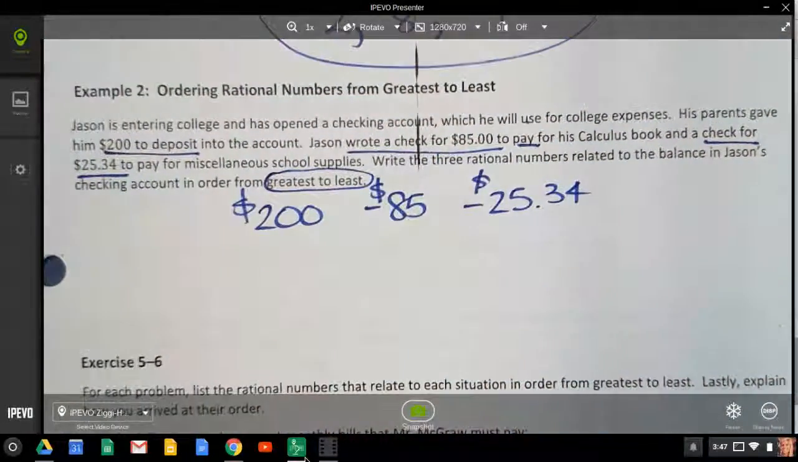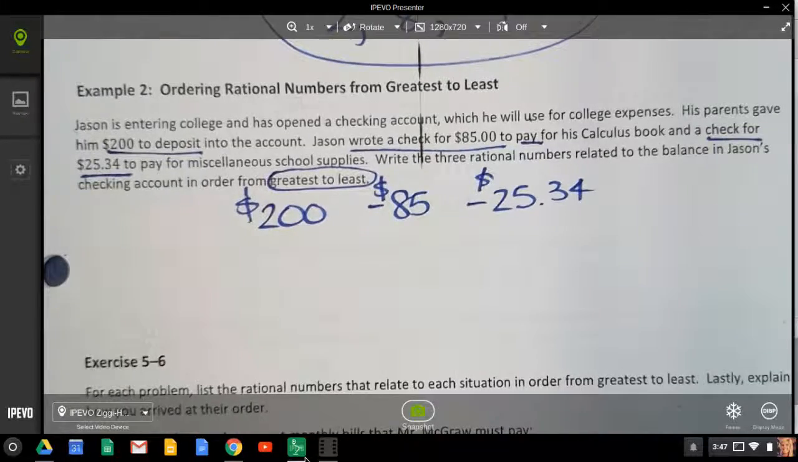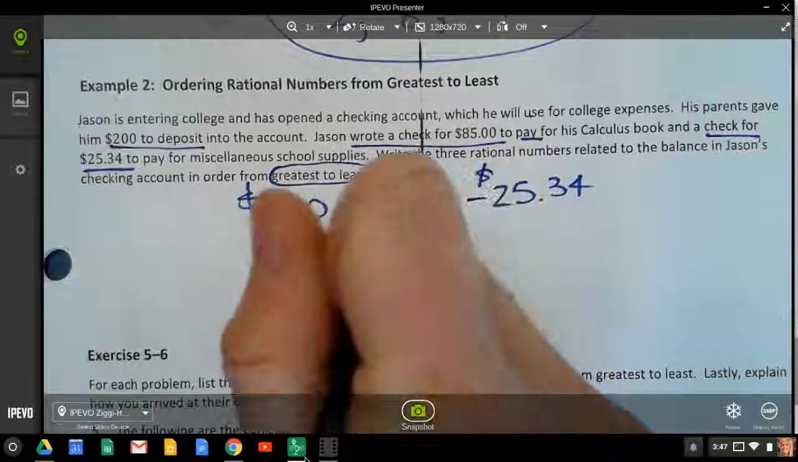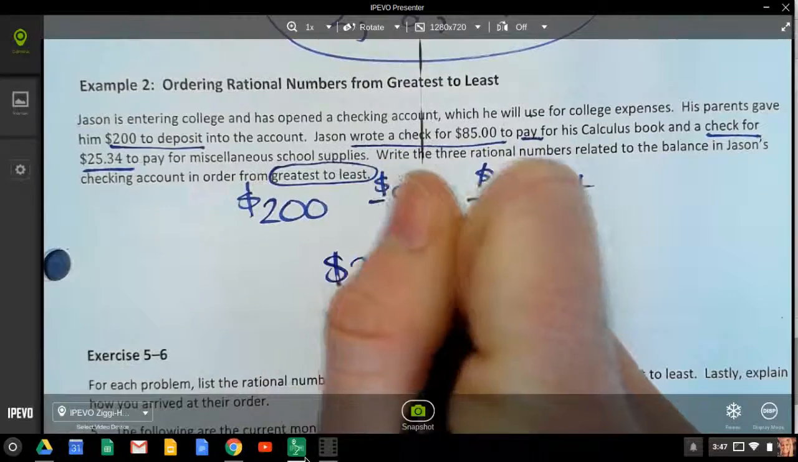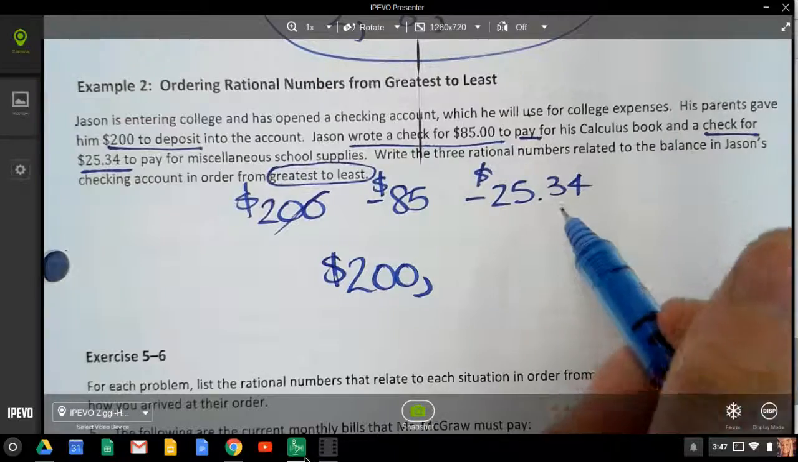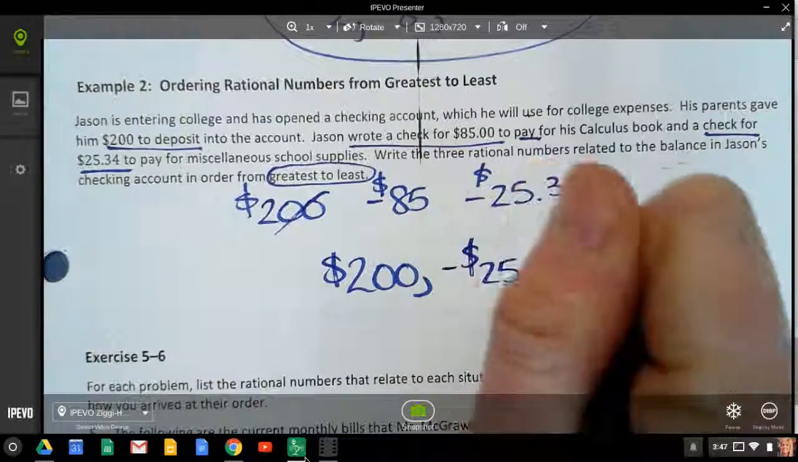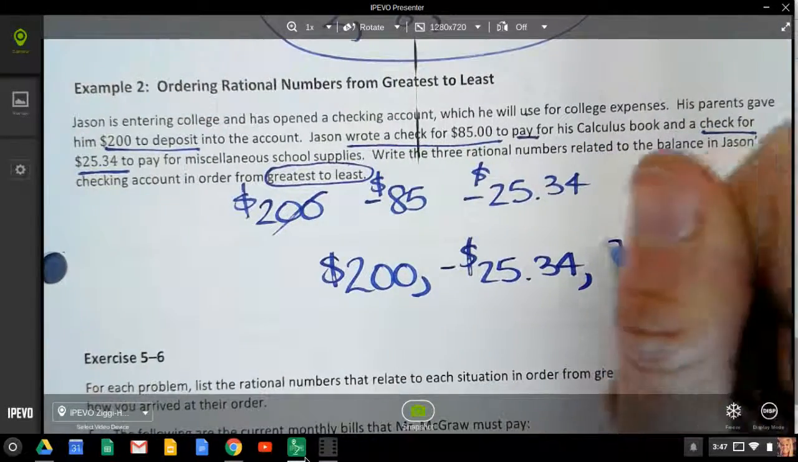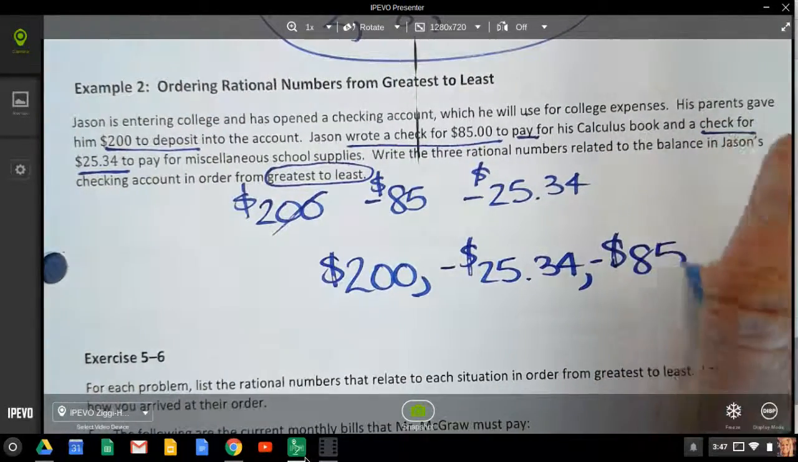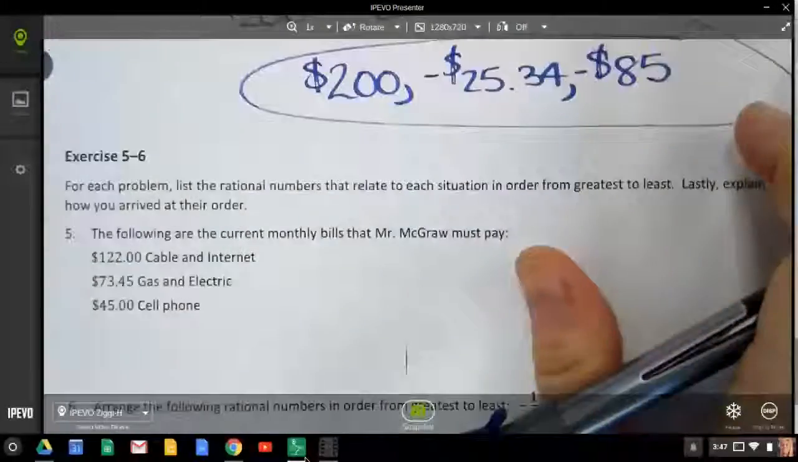So what I would like you to do is pause the video and now order those integers from greatest to least. And remember, when you're ordering from greatest to least, your positives should come first. So you should have had positive 200 is your greatest. That's obvious. Then your next greatest, closest to zero on the left, would be your negative $25.34. And lastly, your negative $85. So that is how you would order your numbers from greatest to least.